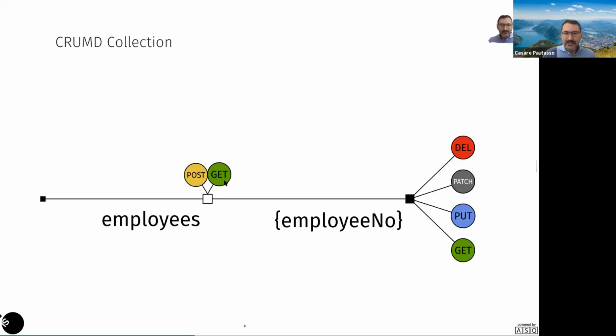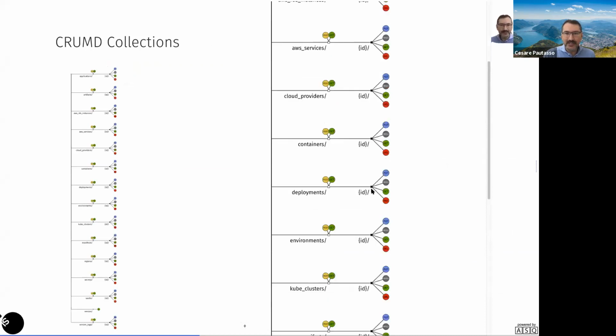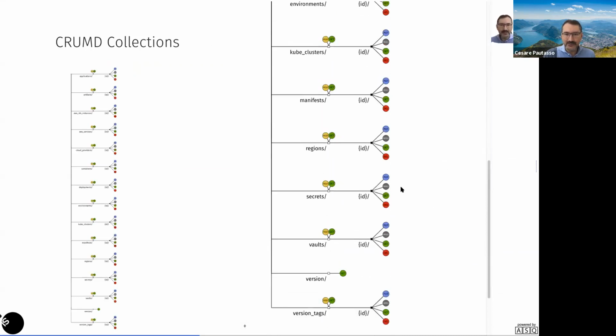Here is a more complicated structure. This supports not just create, read, update, and delete, but also patch, which is used to incrementally modify the information associated with a certain employee. And this is actually used, for example, in this API that has a super regular structure.